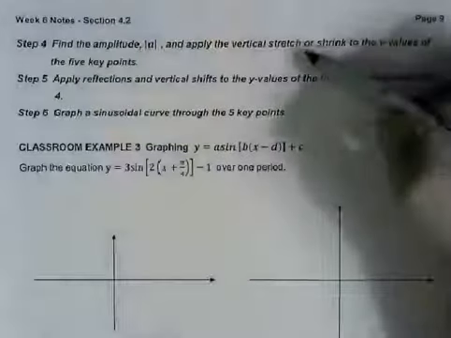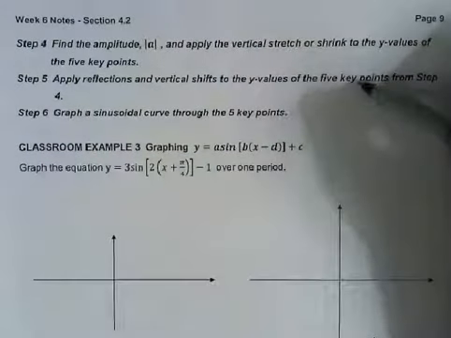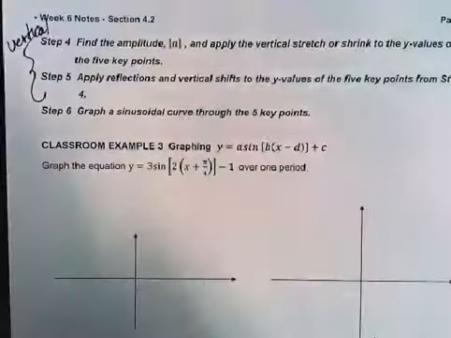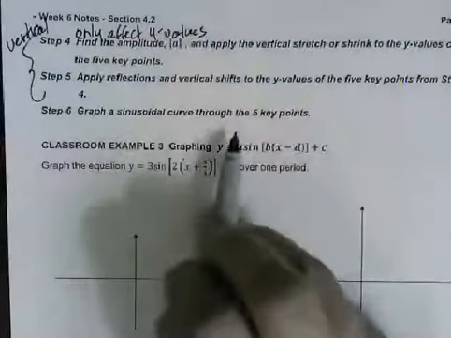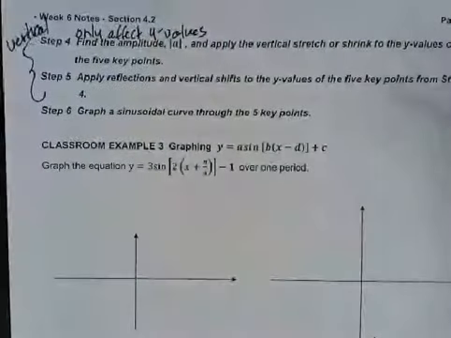Then we have the next 3 steps. Steps 4 and 5 have to do with vertical transformations, which means that these are only going to affect the y values. And then the very last step is that once you've got your 5 key points plotted, you just draw the curve through the 5 points.